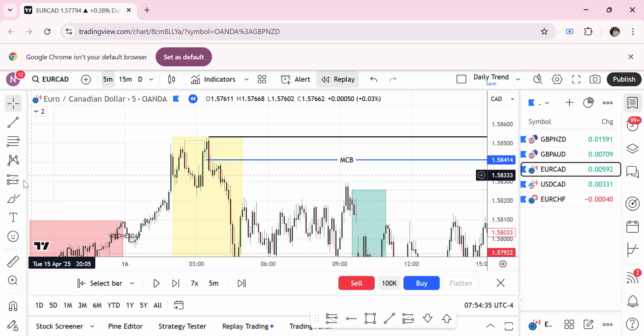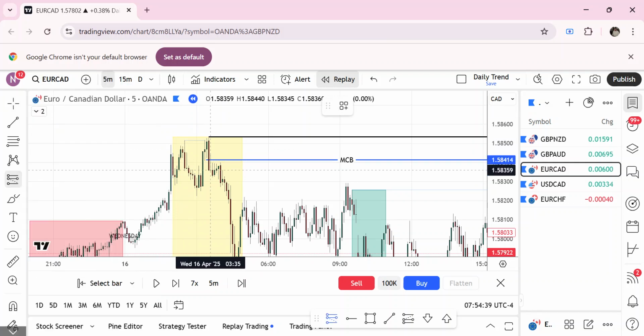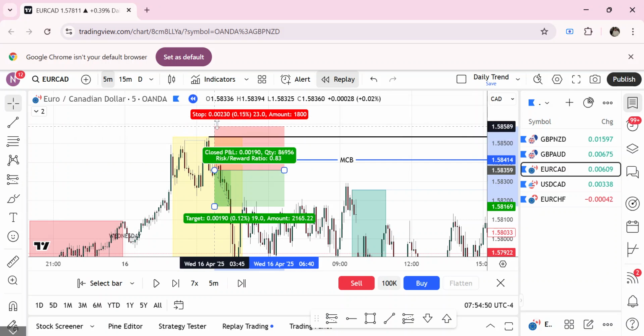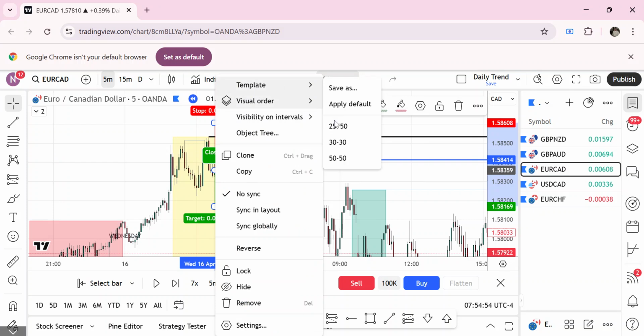So your best entry window would have been between 3:35 and about 4 o'clock. All right. Anywhere in here would have been fine. Stop loss could have been about 25 pips. So we're going to do 25 pips, 50 pip take profit.